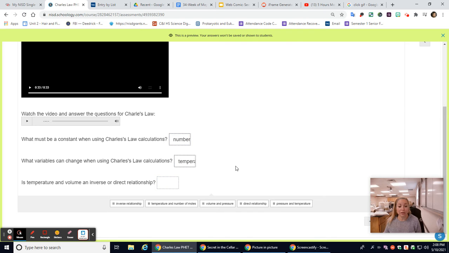Is the relationship between temperature and volume inverse or direct? Well, if you increase the temperature, then the volume increases. If you decrease the temperature, then the volume will decrease. So it's a direct relationship. That means when one goes up, the other goes up, and when one goes down, the other goes down.